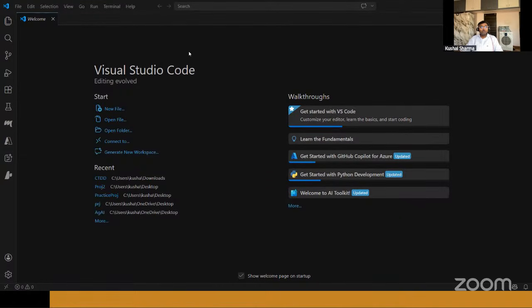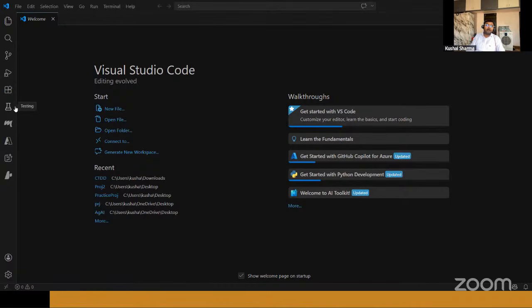Okay. So in this interface, you can see that we have File, Edit, Selection, View, Go, Run, Terminal, Help. Then we have options here: Explorer, Search, Source Control, Run and Debug, Extensions, Testing, Metals, Azure, AI Toolkit, Microsoft Foundry. So we have these multiple options here.